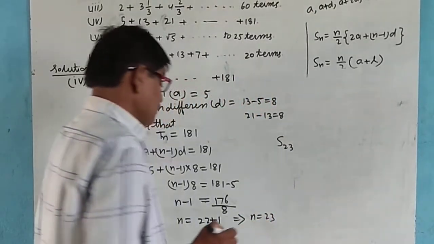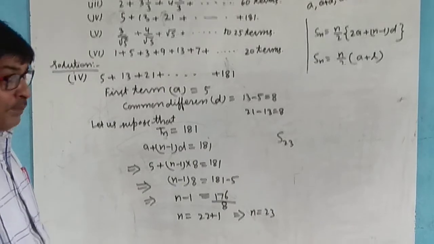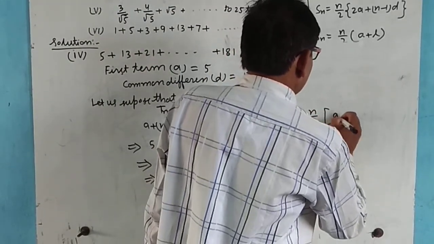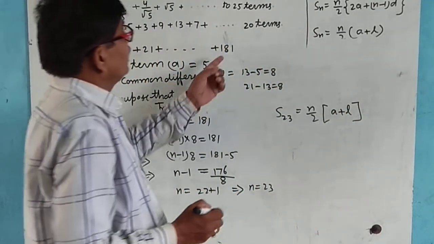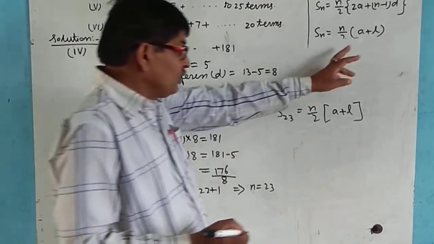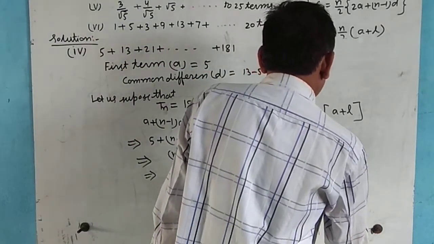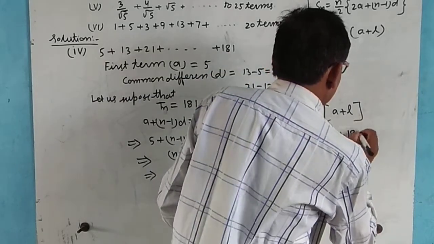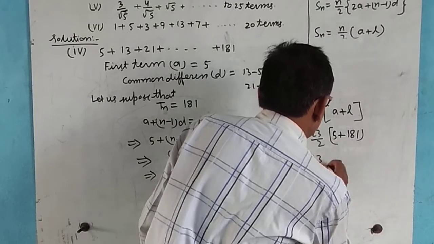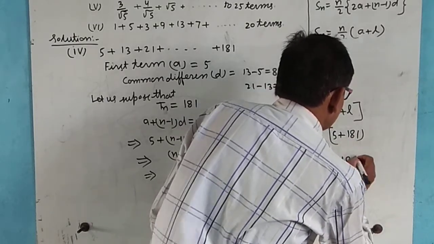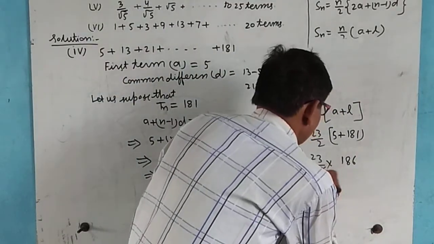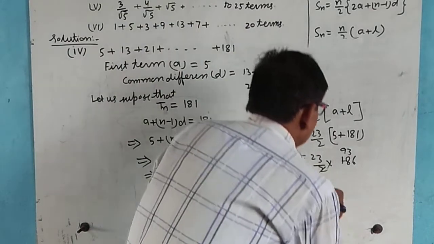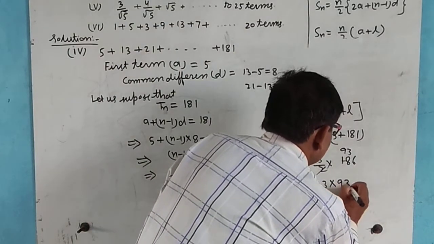Now the sum of 23 terms is equal to n by 2 in brackets a plus l, because in this case the last term is also present here and we use this formula. 23 by 2, a is 5 and l is 181. 23 by 2 into 186, divided by 2, that is 93, so that 23 multiplied by 93.